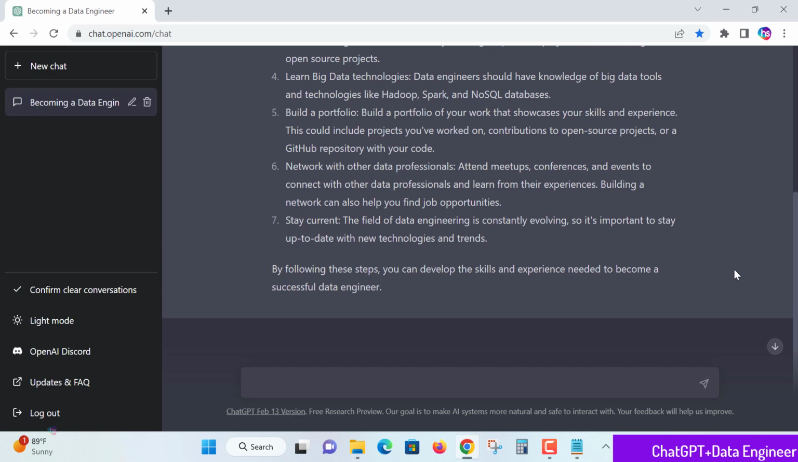Stay current. The field of data engineering is constantly evolving and it is important to stay up to date with the latest versions in the field. So when you are upgrading yourself, ensure you equip yourself with the trending technology, its usage and use case practices. So following these steps, you can develop the skills and experience needed to become a successful data engineer.